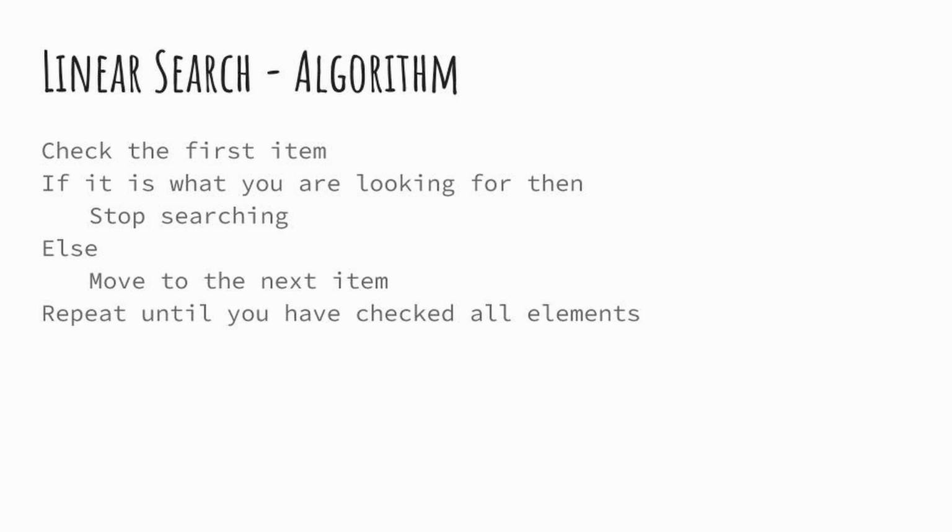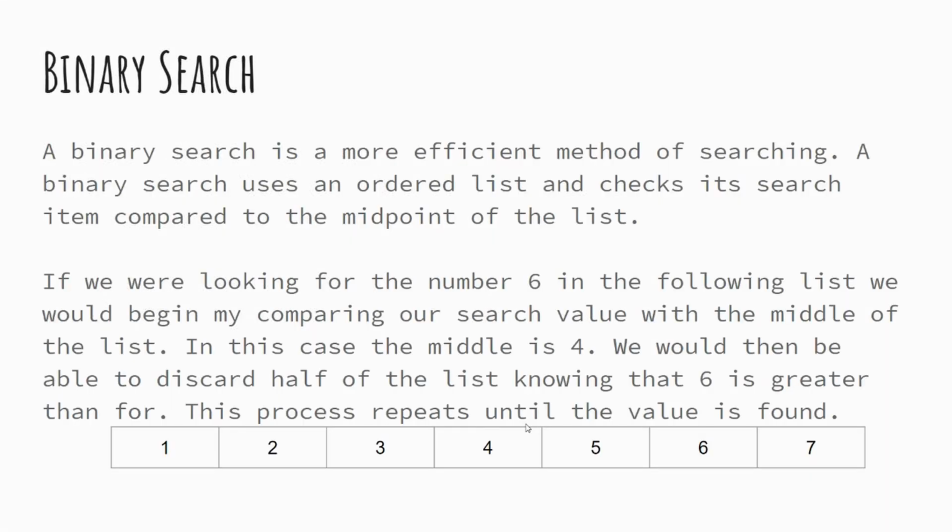Now, binary search works in a slightly different way. It's more efficient, but it is also more complex. So binary search, firstly, works only with ordered lists. What I mean by that is your data has to be in some form of order, be it alphabetical or numerical order, for a binary search to be able to function. A linear search doesn't need to be in order, but a binary search does.